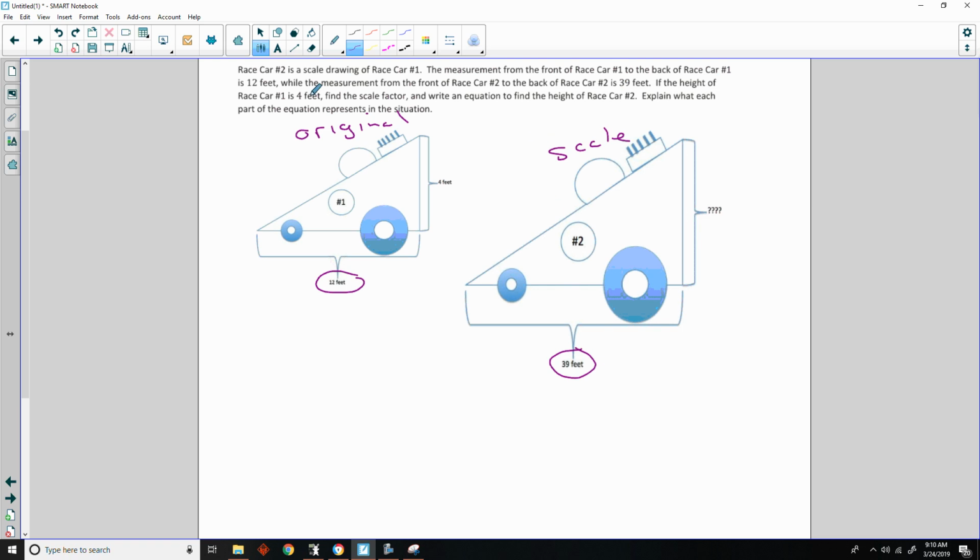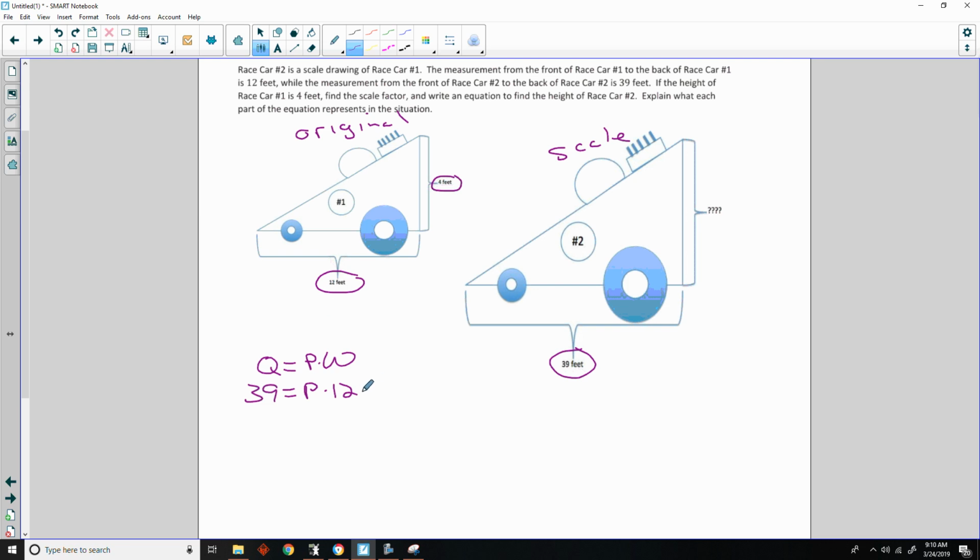If the height of the race car number 1 is 4 feet, find the scale factor and write an equation to find the height of the race car number 2. Explain what each part of the equation represents in the situation. Okay, so we want to find the scale factor, and scale factor is some quantity equals the percent times the whole. The quantity is the larger value that we're looking for. Our scale is always the quantity. So 39 equals some percent times the original 12.